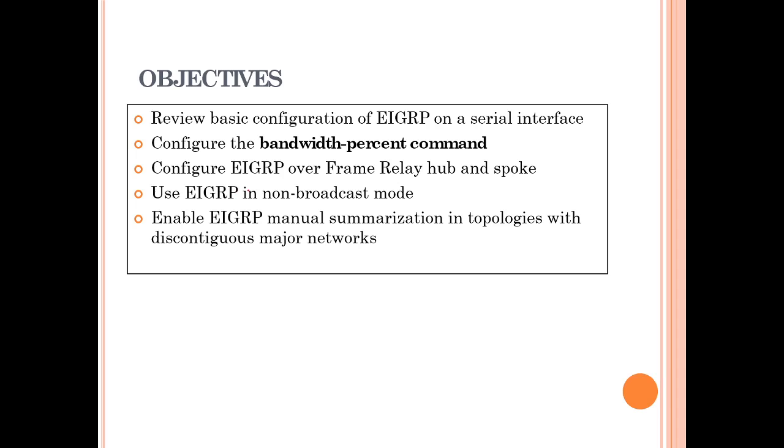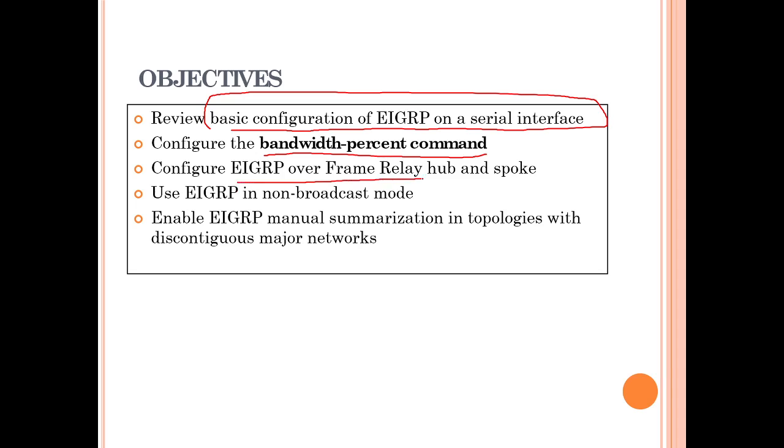and here we can see that our objectives for this video or discussion would be that we will be reviewing the basic configuration of EIGRP on a serial interface, okay, and we will be configuring the bandwidth percentage command, okay. We will be understanding how EIGRP works over frame relay hub and spoke topology, and we will be also using EIGRP in non-broadcast mode. And with that we will be doing manual summarization also. So almost 5 tasks we have to do.